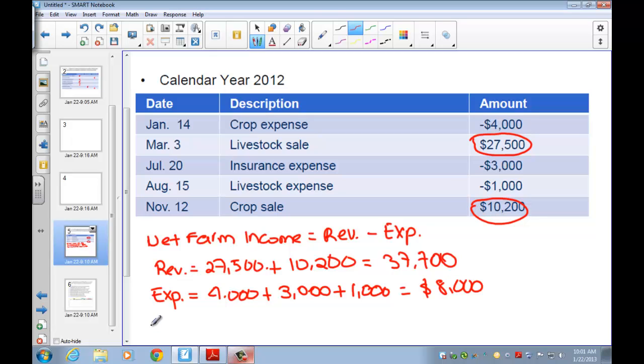So our net farm income is equal to $37,700 minus the $8,000. That would be a total of $29,700.